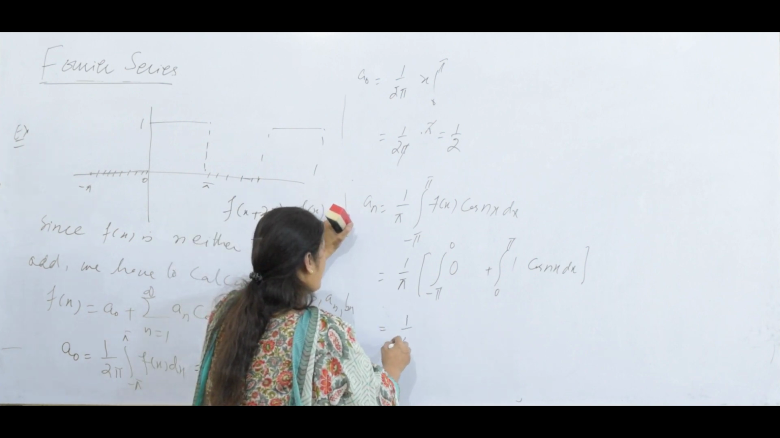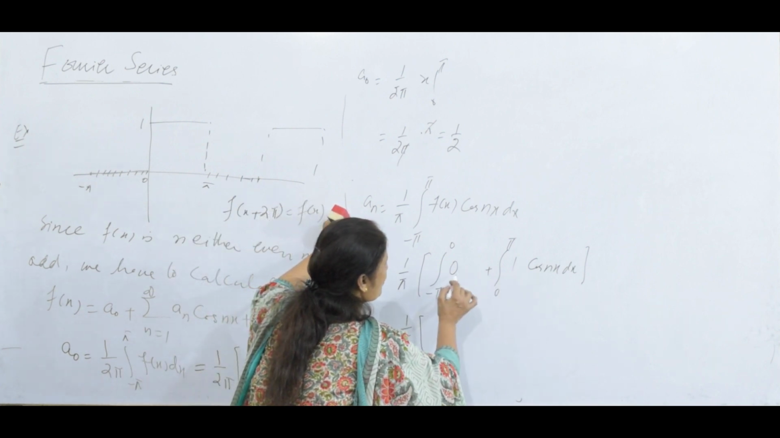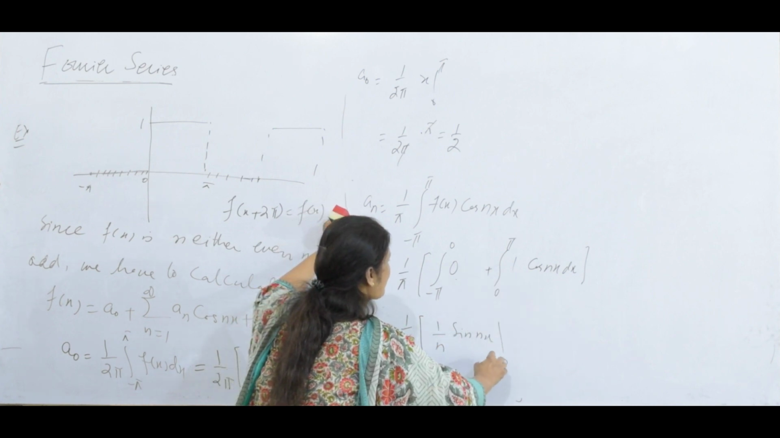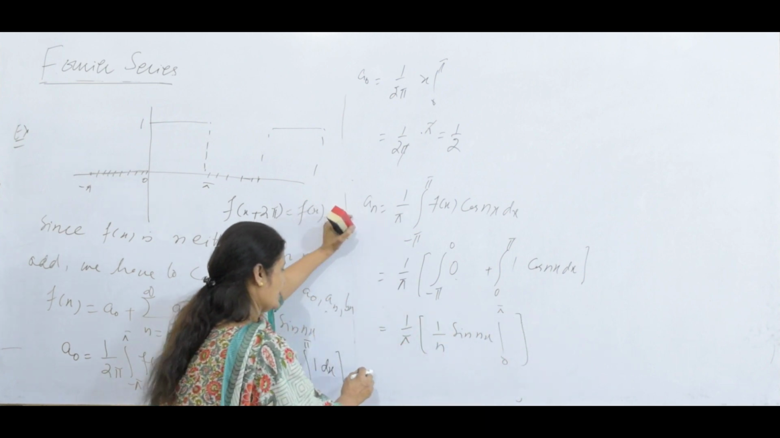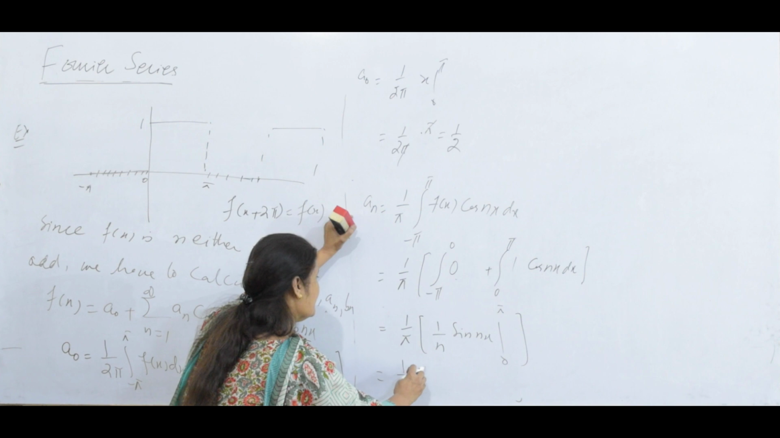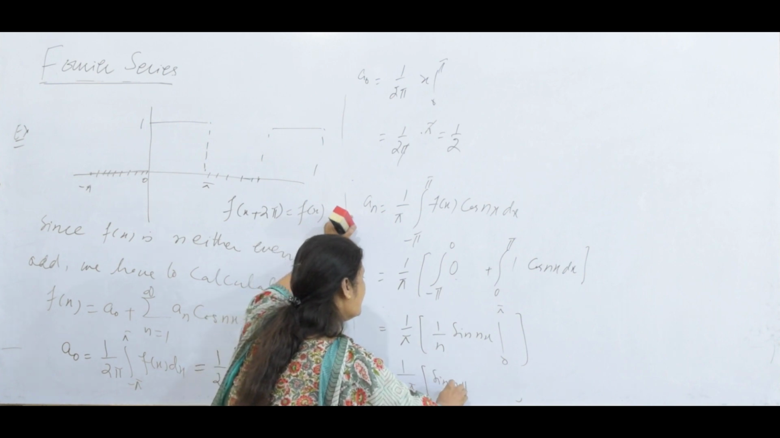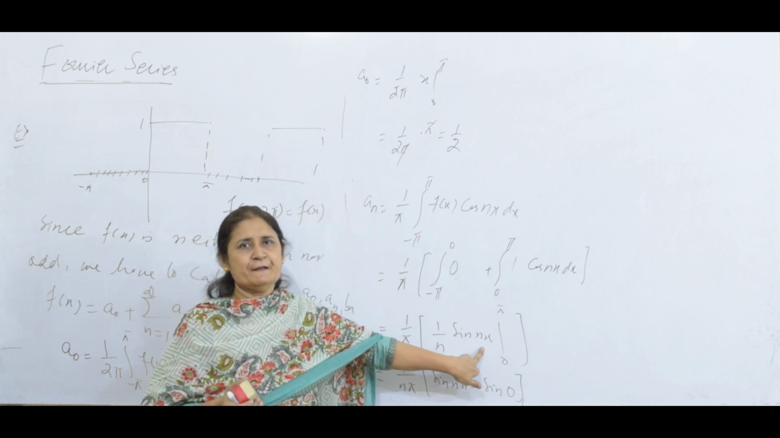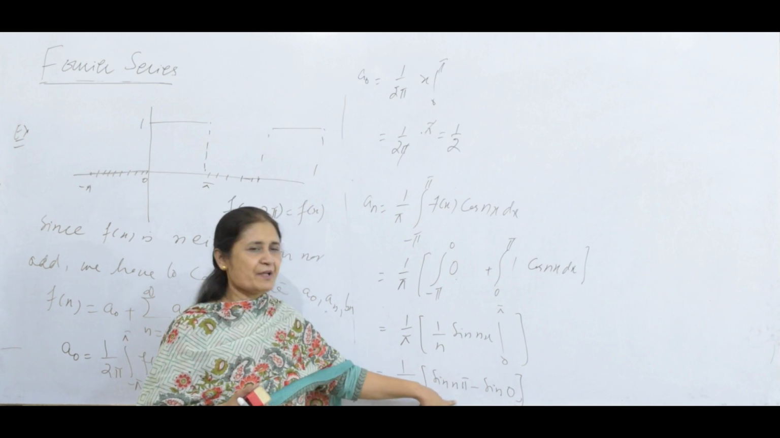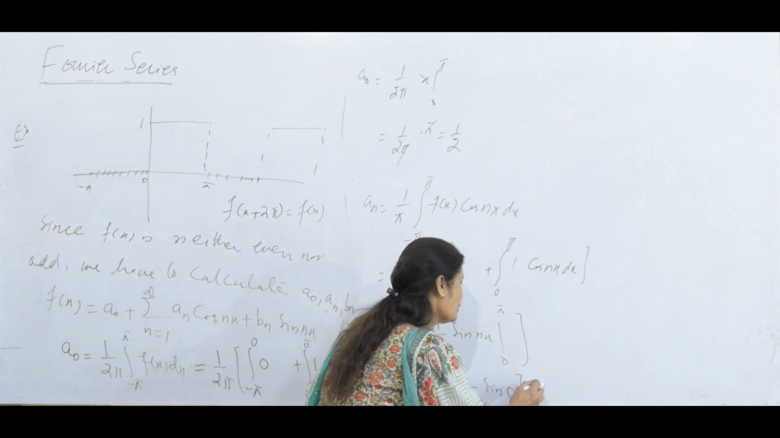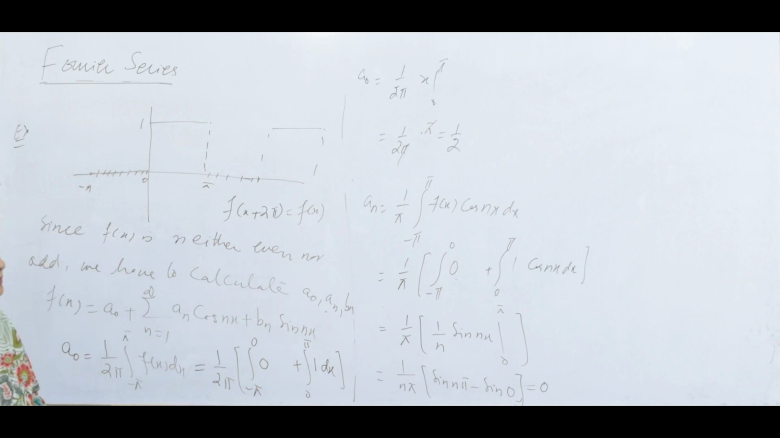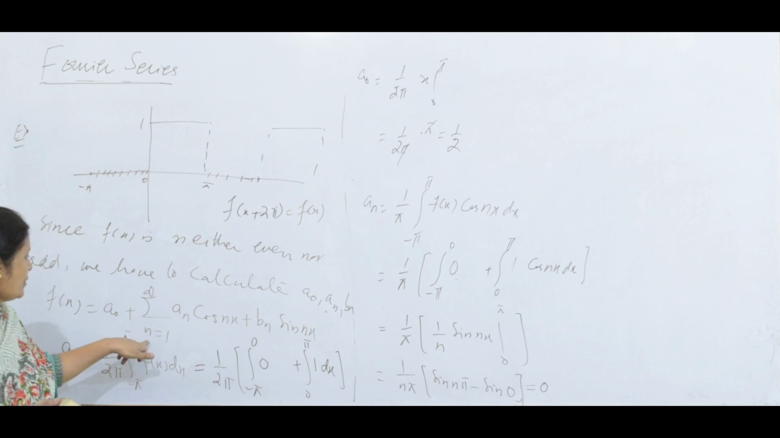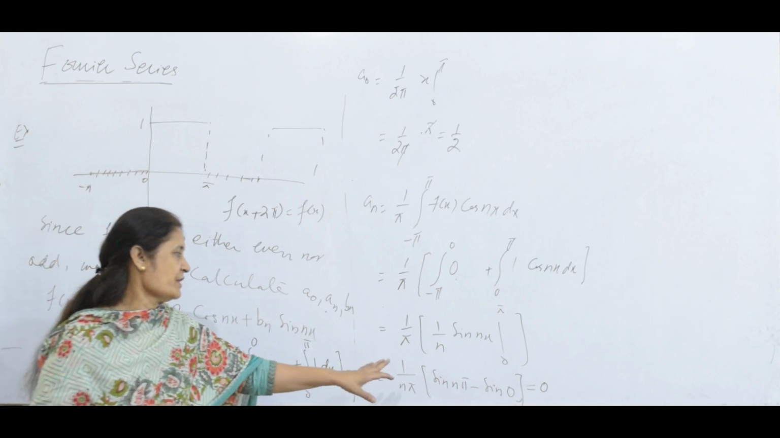So 1 over pi as it is, I am integrating this because this is 0. So this is 1 over n sin nx, the limits are 0 to pi. So 1 over n pi, this is sin n pi minus sin 0, upper and lower limit. X is replaced by pi and x is replaced by 0. Sin n pi vanishes and sin 0 is 0, so it is going to be 0. So an is 0, because sin n pi, where n is 1, 2, 3, 4, 5, if it is an integer, vanishes and is 0.